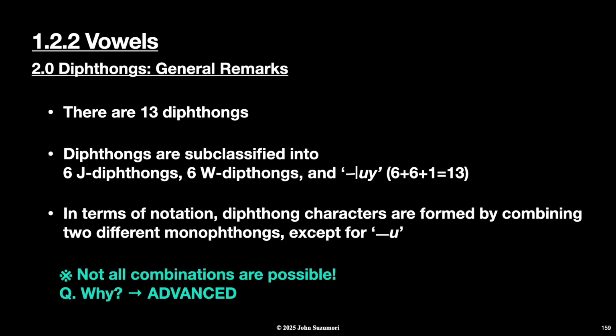Taking into account that there are 8 monophthongs that can be used to compose a diphthong, we can assume that there should have been more than 13 diphthongs given their possible combinations. This means that there is a constraint that prevents certain combinations of the monophthongs. This topic will be discussed in the advanced section.